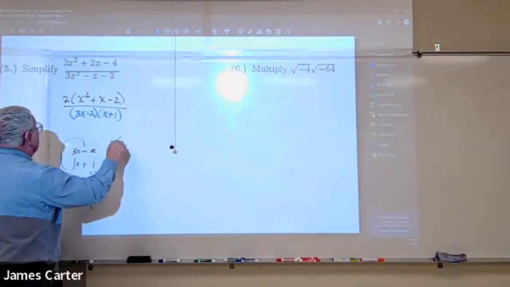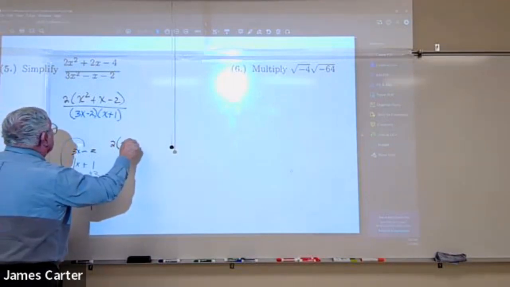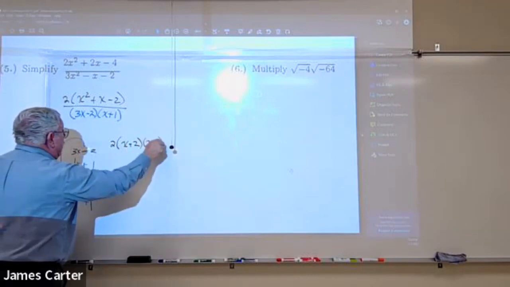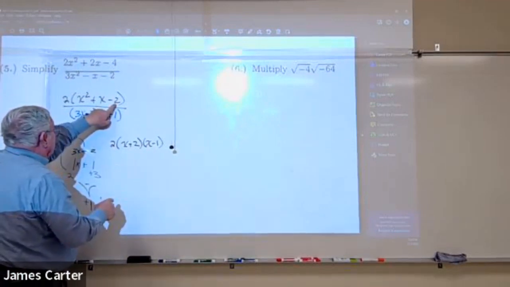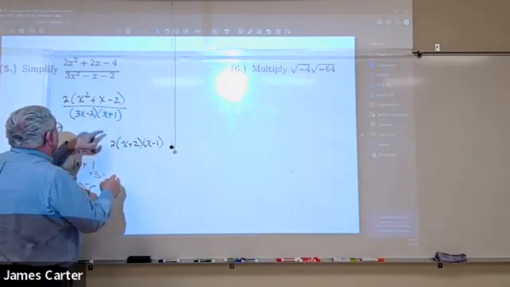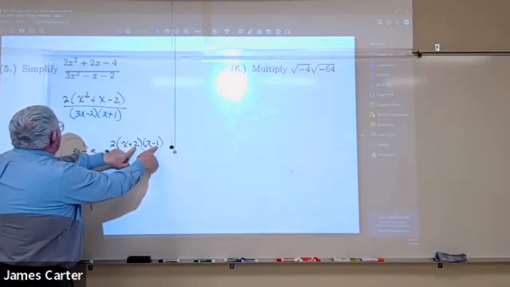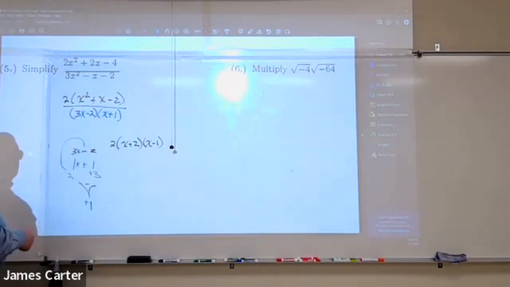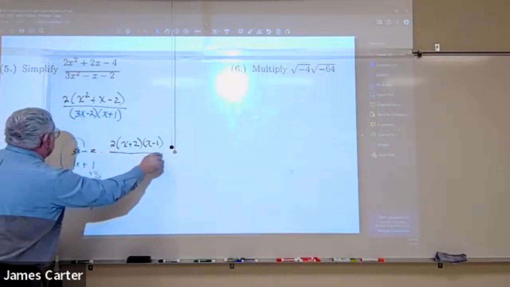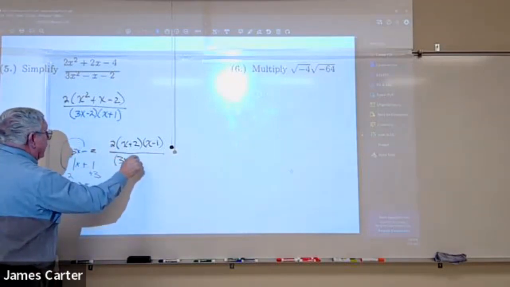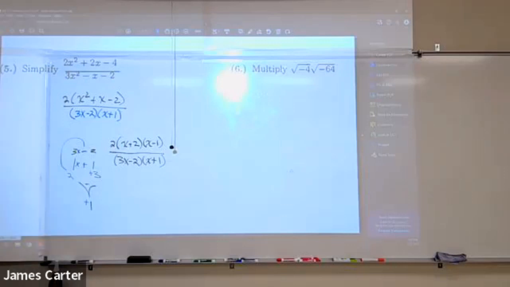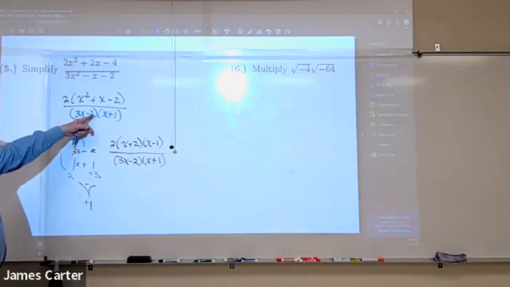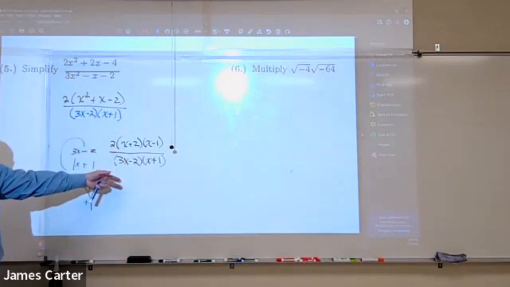Two times x plus 2 times x minus 1. That's what this factors into. 2 times 1 is negative 2, okay? And for the middle term, I'm going to subtract, 2 minus 1 is 1, and it's positive. Okay? So I've got that over this. Now, as it turns out, nothing will cancel. Could have left it just like this. But you don't know until you check it. Okay?